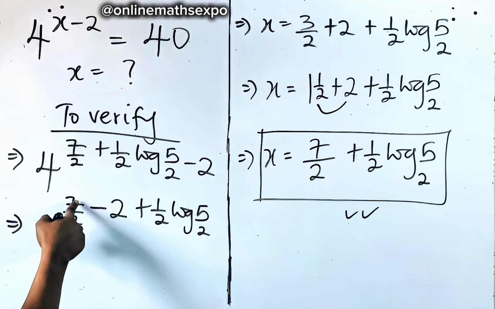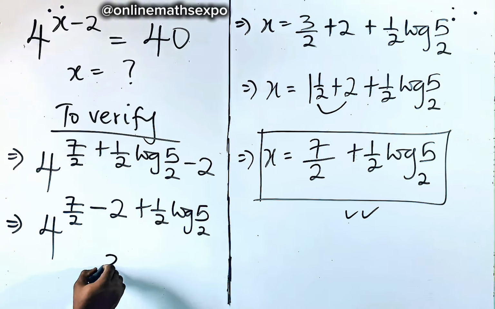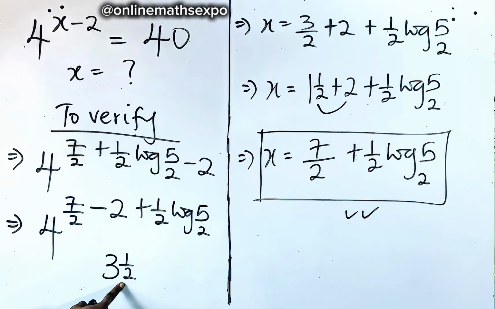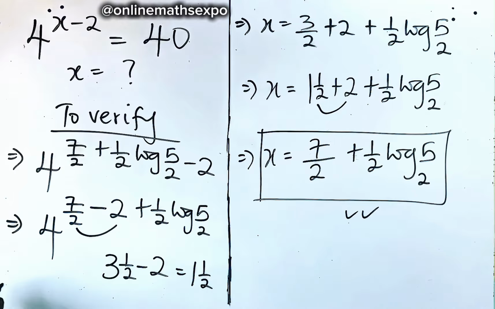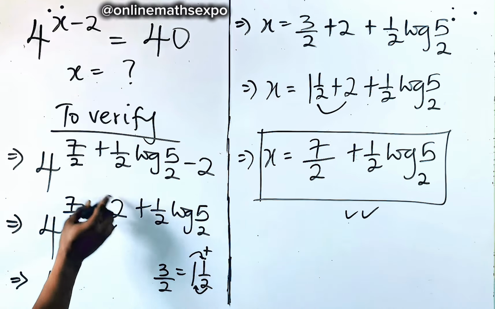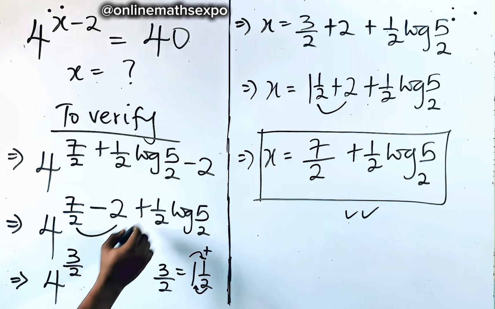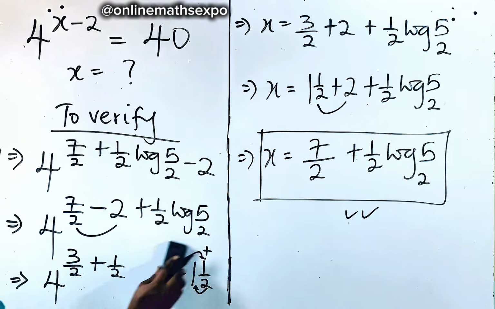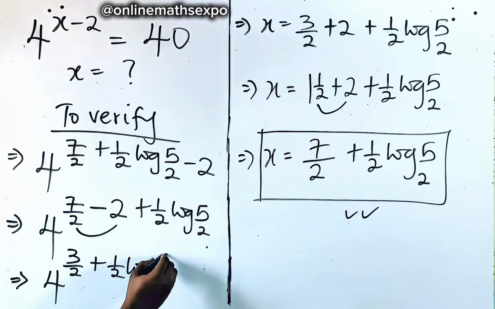So subtracting this, remember 7 on 2 is the same as 3 and 1/2. Did you see that? And that is minus 2. So if you subtract this, it gives you 1 and 1/2. So for simplifying this, this is what we have. So we are going to now have 4 to the power of, remember this is also the same, multiply this, it gives you 2, then add 1, it gives you 3 on 2. So this is the same as this. So simplifying this gives us this, then plus 1/2 of log of 5 base 2.